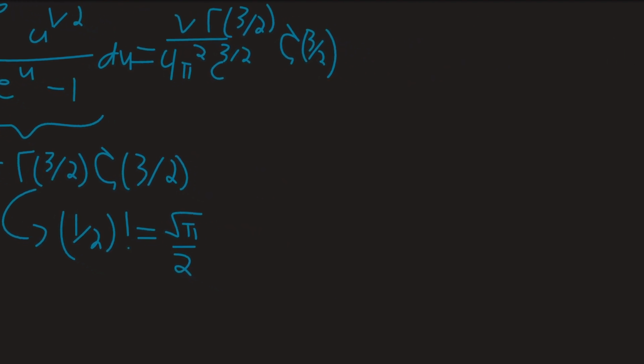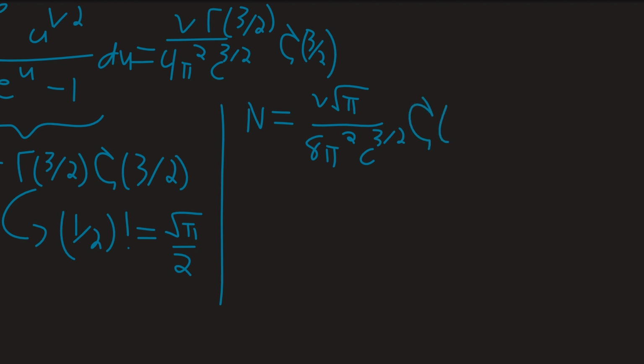But anyway, this just means that our n right here, subbing that in, is v times the square root of pi over 8 pi squared c to the 3 halves times zeta of 3 halves. It should be noted that zeta of 3 halves is just a transcendental number in and of itself. You can't really express that in terms of pi or e, to my knowledge at least. But yes, so what we have here is an expression with n and c and pi's and zetas.